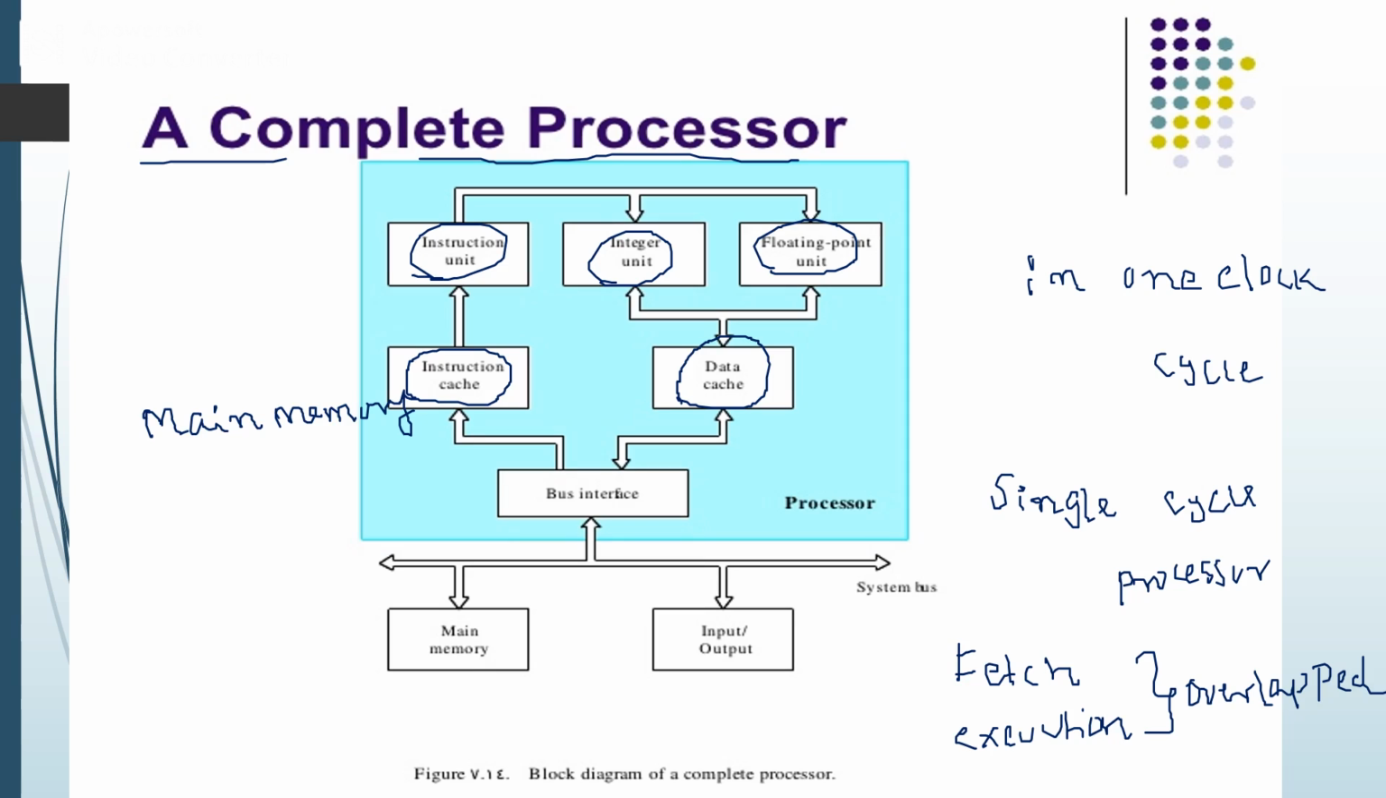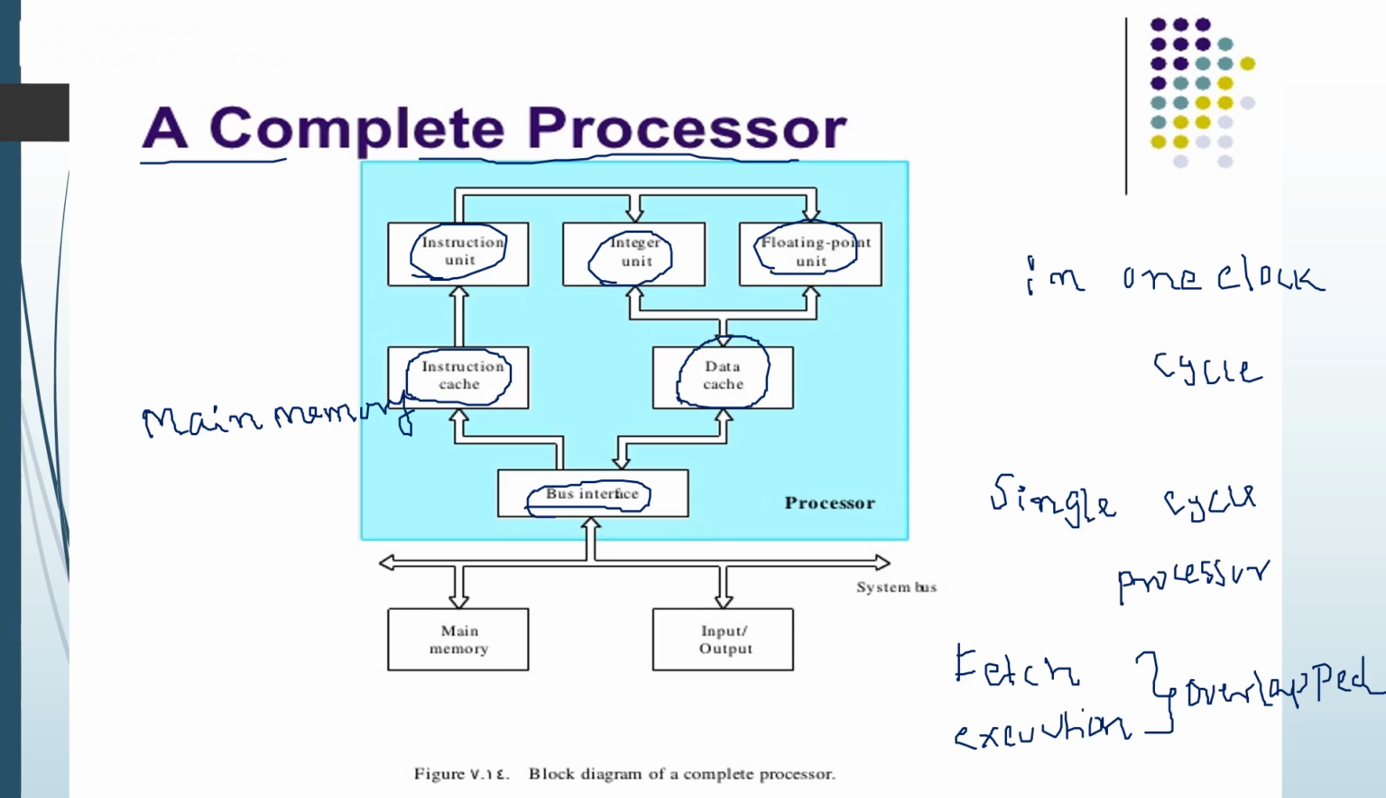The processor is connected to the system bus and to the main memory by means of the bus interface. Using multiple units and pipelining, it is possible to design powerful processors.